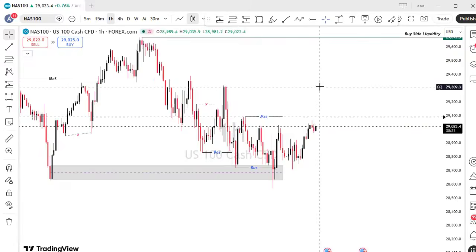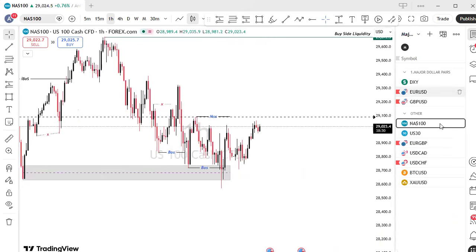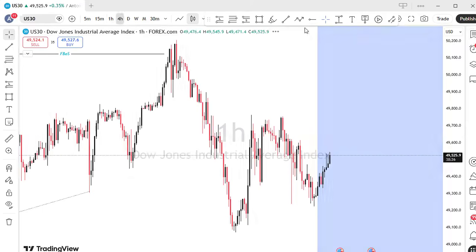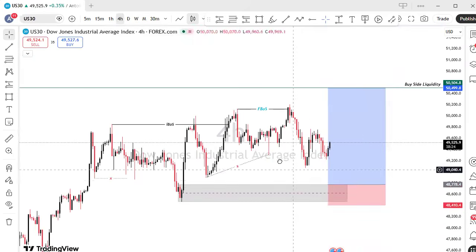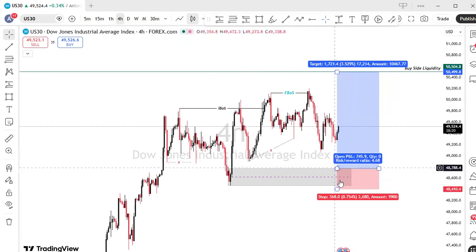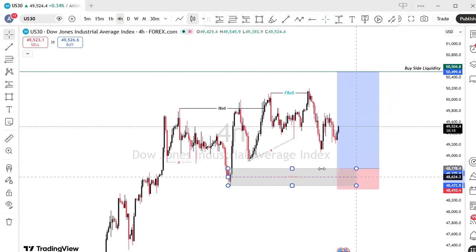So let's move on to the next pair. I have NAS US 30, sorry. So from the 4 hour time frame, I'm still waiting for the NAS 100 to come to this area. This is still my point of interest.